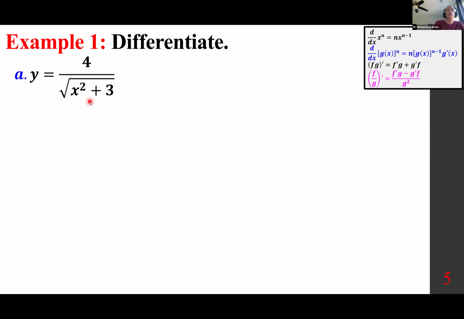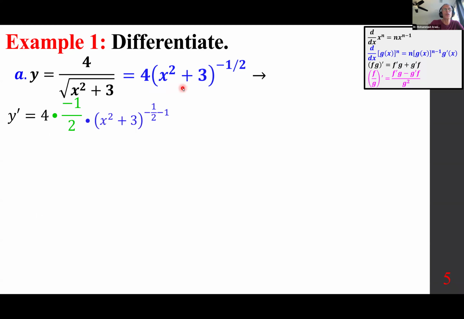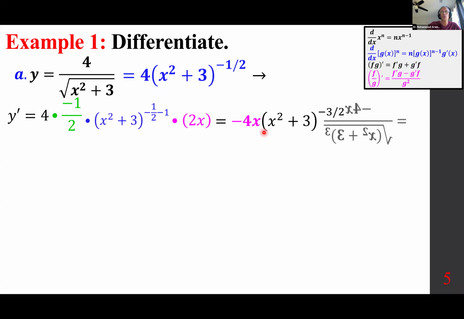Anytime you want to differentiate where the numerator is a number, you bring this one up, you raise it to the power of 1/2, bring it up, it becomes negative, and then you follow the extended power rule. 4 times negative 1/2 times the parenthesis to the power of negative 1/2 minus 1, and the derivative of the inside is 2x. The product of these two is negative 2, which becomes negative 4x. This goes down and takes the power of positive 3/2, or we can write it in the square root format.